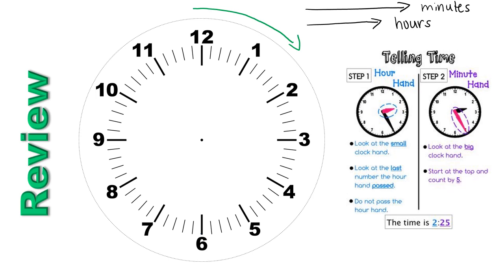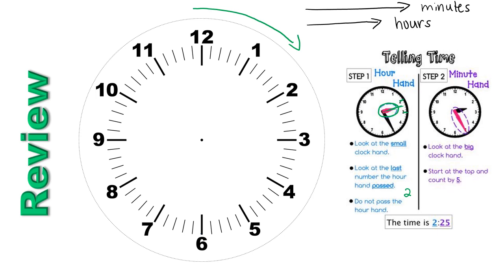Okay, so telling time. Step 1, the hour hand, which you notice is the small hand on the clock, the pink hand. Look at the small clock hand. Look at the last number the hour hand has passed. Do not pass the hour hand. So right now, the pink hand is in between the 2 and the 3. It has not reached the 3 yet, so the hour hand is still pointing to the 2.